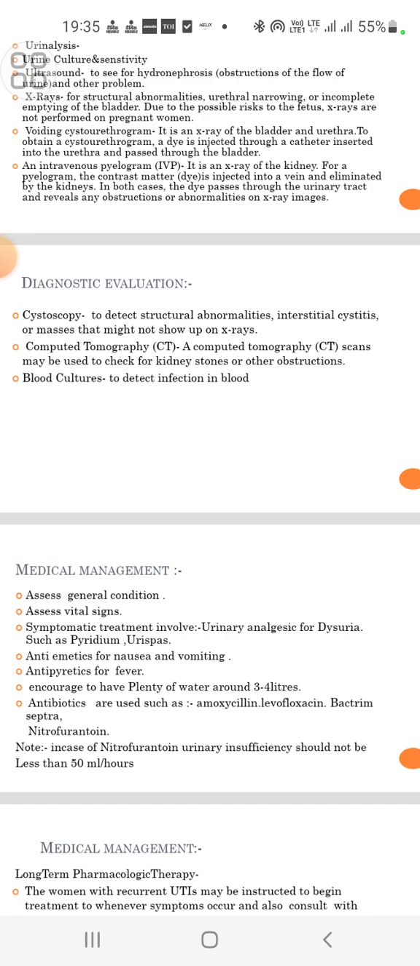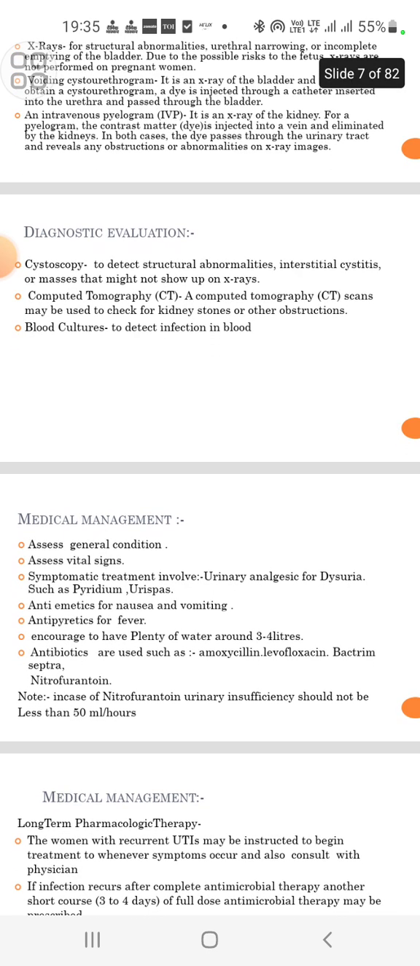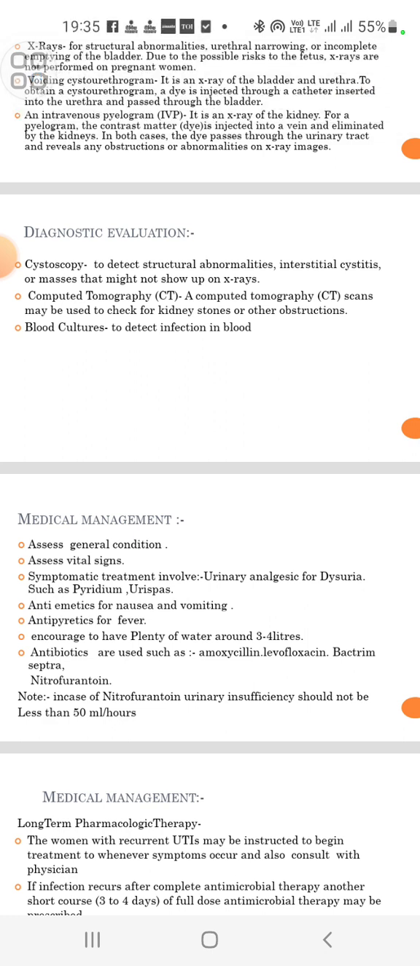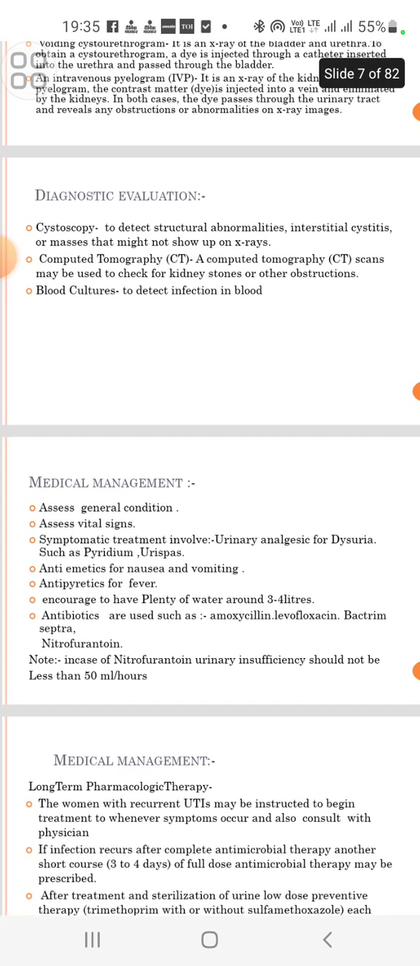The other symptoms that we can expect in the patient are nausea and vomiting. Nausea is the feeling of vomiting, and vomiting is the expulsion of gastric content from the mouth. So we can use antiemetics for that. The medications are available. After that, we ask the patient to have plenty of water. In 24 hours, 3 to 4 liters of fluid intake should be advised to the person.